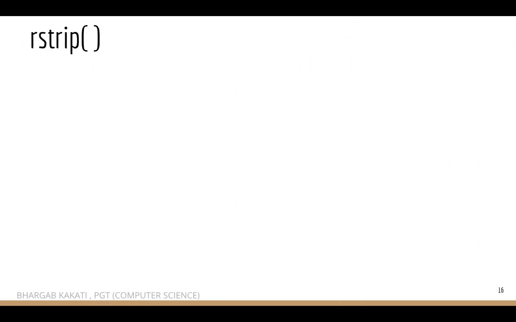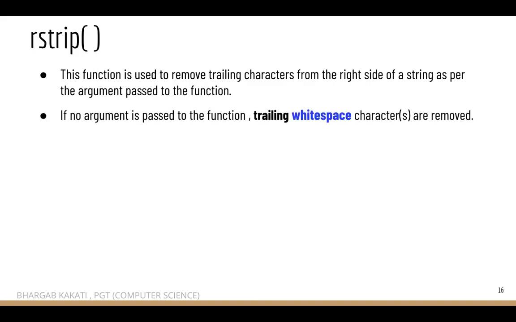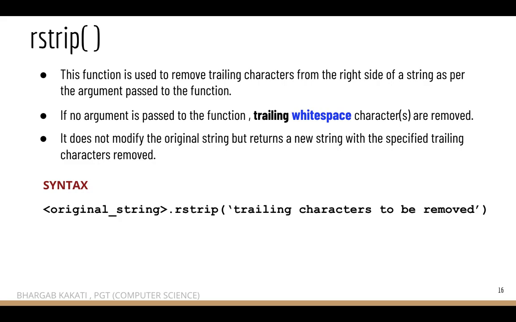Alright. So, next we come to rstrip. It's pretty similar. This function removes the trailing characters from the right side of a string as per the argument passed to the function. If I do not pass any argument, then the trailing white space characters are removed. It does not modify the original string, but it returns a new string with the specified trailing characters removed, as with the lstrip function. It's pretty similar to lstrip, just it removes the characters from the right side.